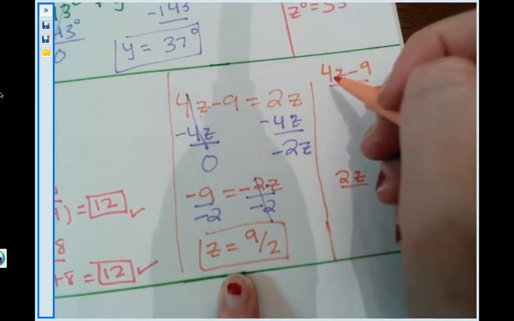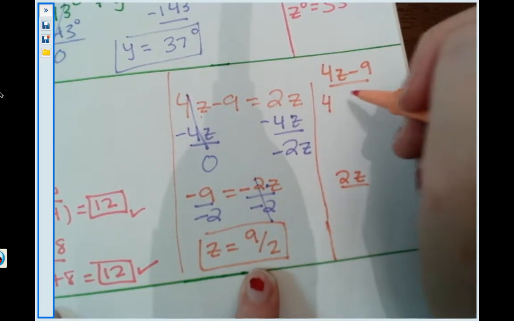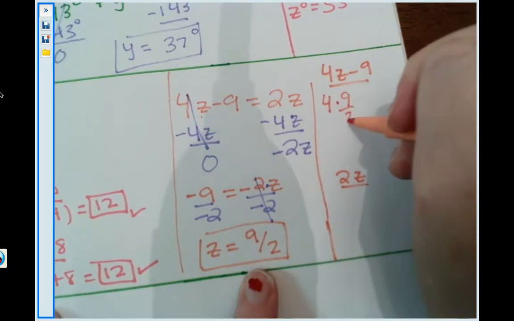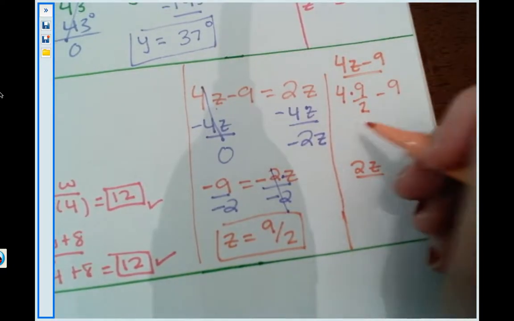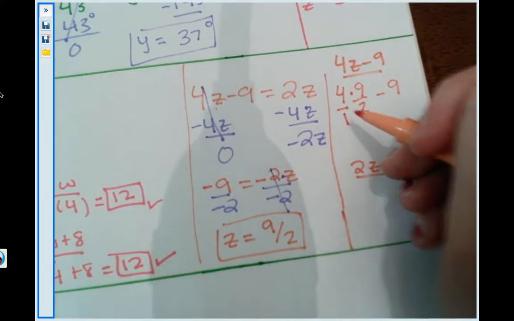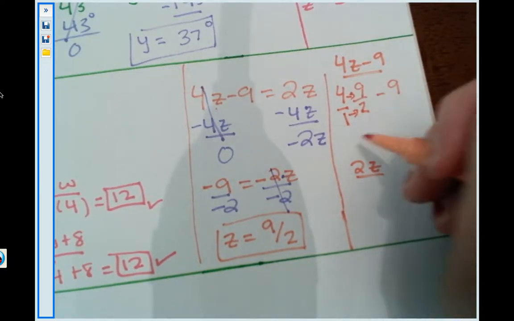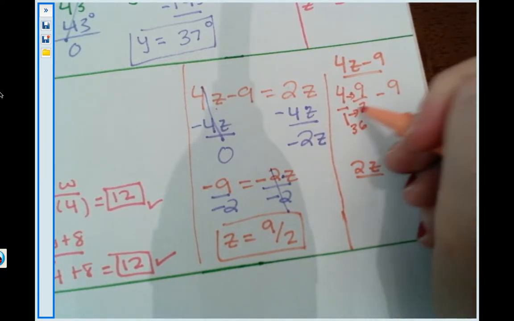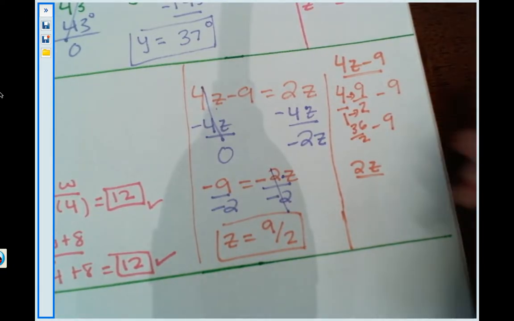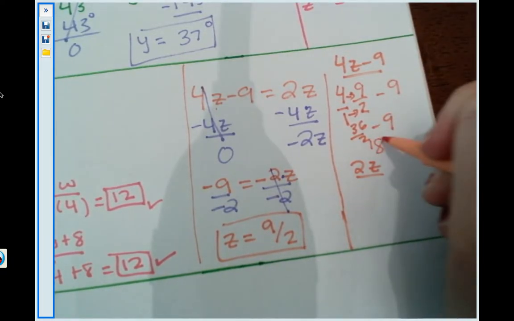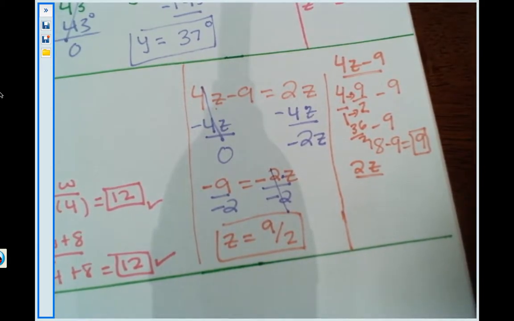So we have 4, and then I spot a Z, so I'm going to put a 9/2 in, so 4 times 9/2 minus 9. When we multiply fractions, we go straight across, and the 4 is secretly over a 1. So 4 times 9 is 36, over 1 times 2, which is 2, minus 9. And 36 divided by 2 is 18. And 18 minus 9 is 9. So one of my pieces of the diagonal is 9.